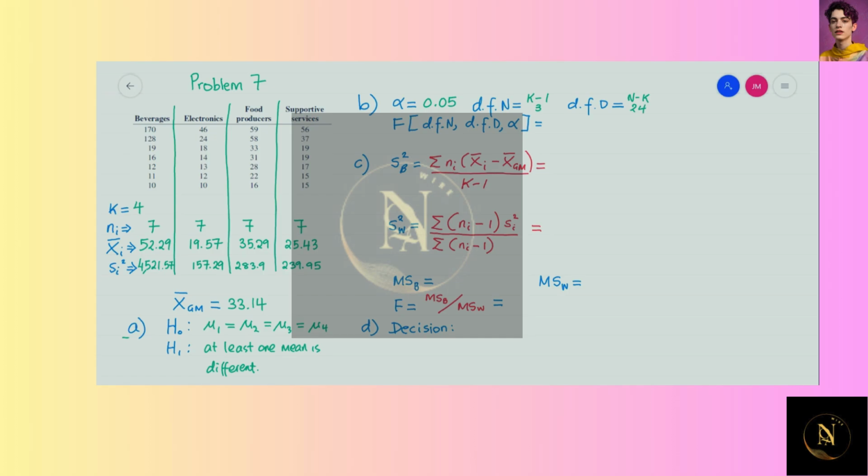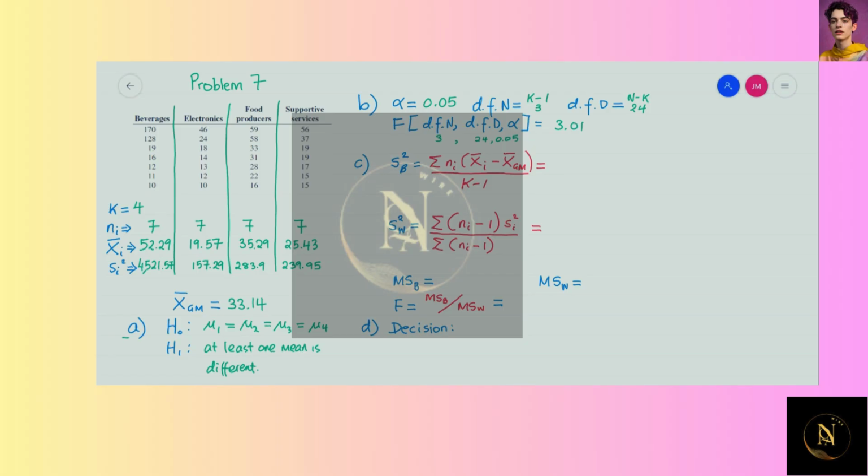So the critical value of f at 3 numerator degrees of freedom and 24 denominator degrees of freedom at the 0.05 level of significance is 3.01 from the table.